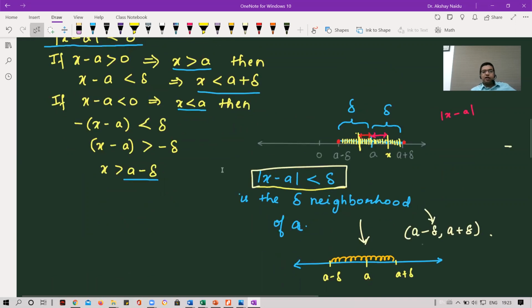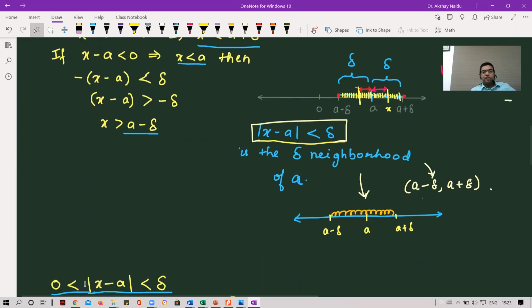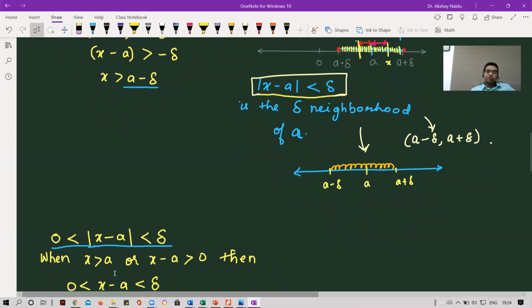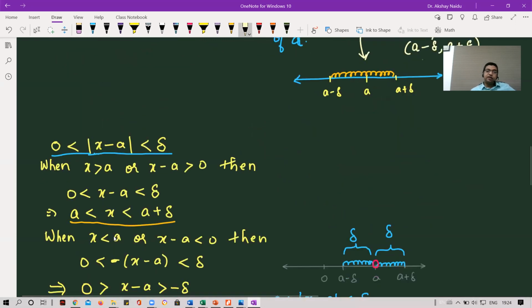Next, modulus does not take negative values, but it can take the value 0. That means when x equal to A, it takes the value 0. Now I put a condition that modulus of x minus A is greater than 0 and less than delta. So what happens? Everything else remains the same as the previous.